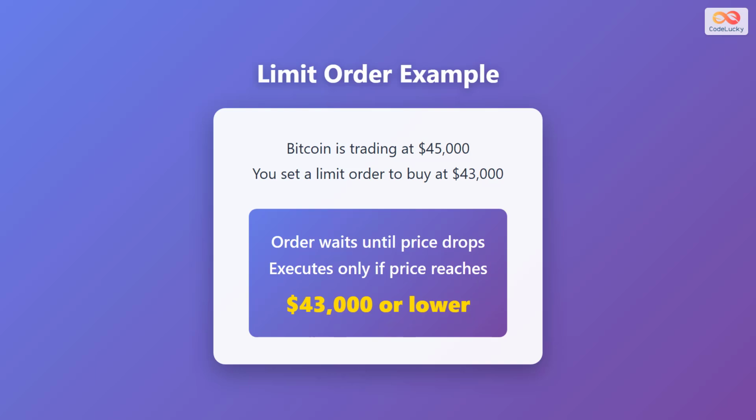Here's how a limit order works in practice. Bitcoin is trading at $45,000, but you believe it will drop soon and you want to buy at a lower price. You place a limit order to buy one Bitcoin at $43,000. Now your order sits in the order book waiting. If Bitcoin's price drops to $43,000 or below, your order will execute at $43,000 or possibly even lower if there are sellers willing to accept less. But if the price never drops to your target, your order simply won't execute. You maintain price control, but you sacrifice the guarantee of execution.